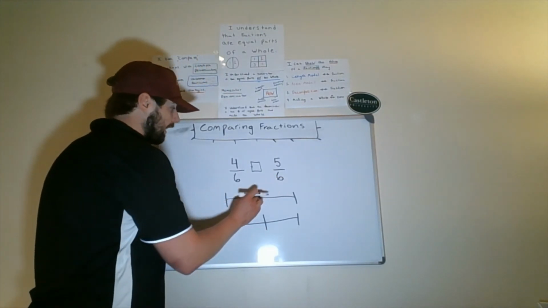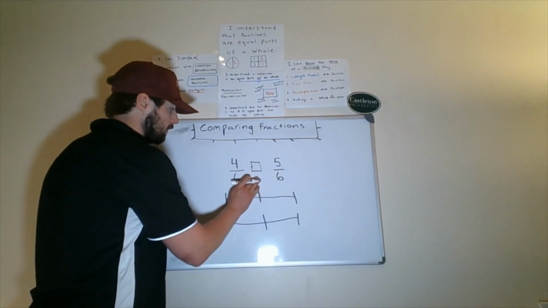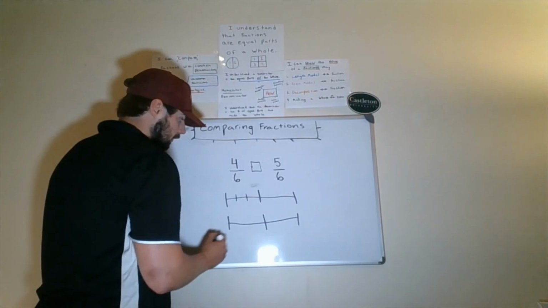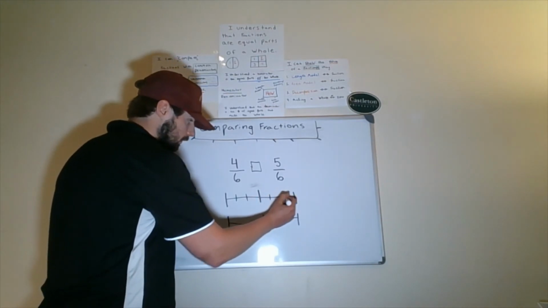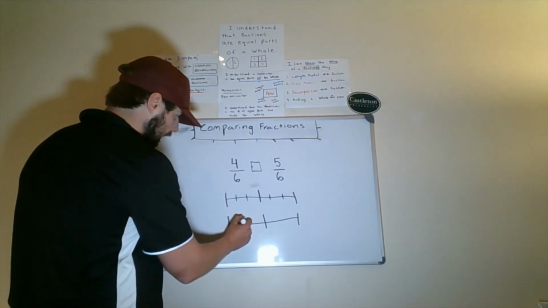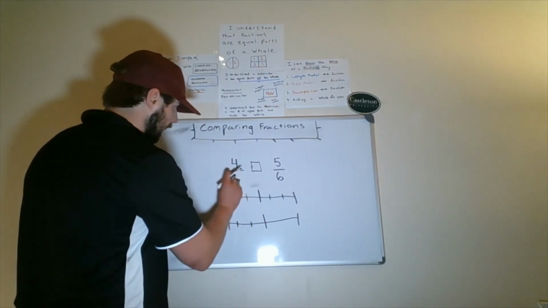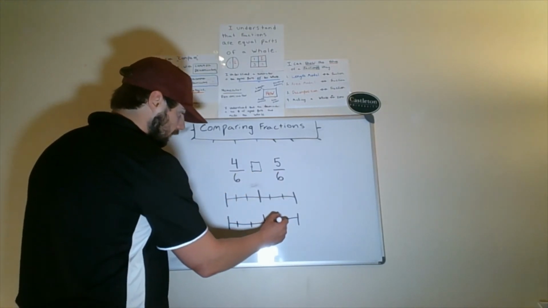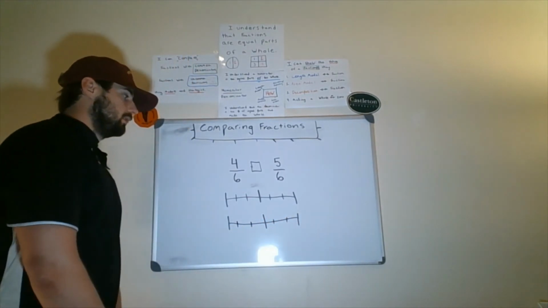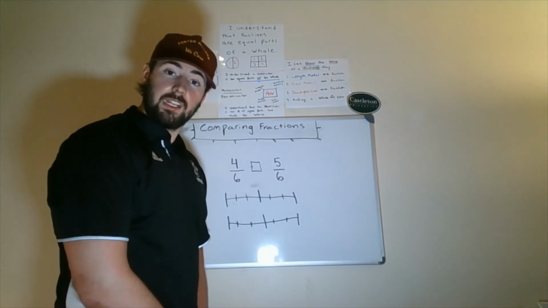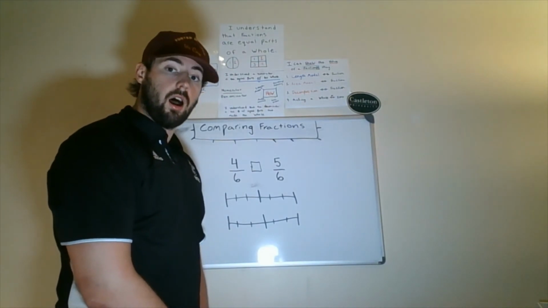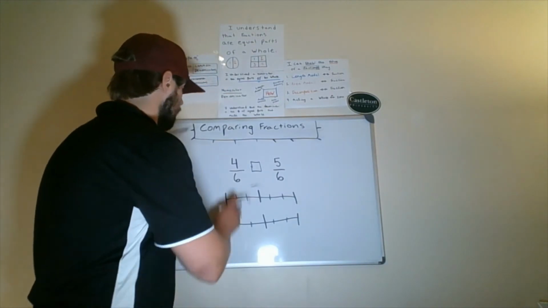I'm working with 6. I know halfway is 3. I need to make 3 equal parts and then 3 equal parts. Okay, and I need my other model to look exactly like that. We're talking about denominators that are common, exactly the same. All right, now we need to compare them. To do that, we need to plot them on these length models.